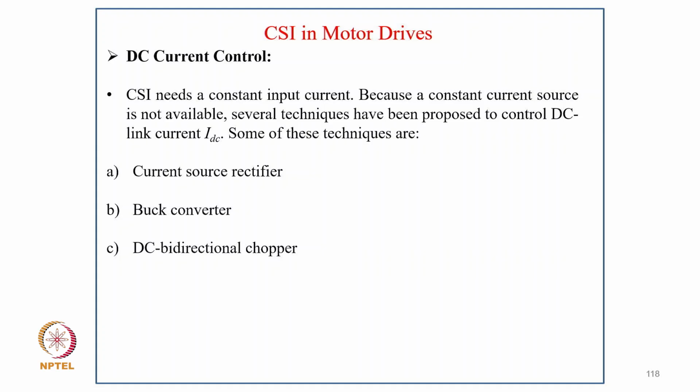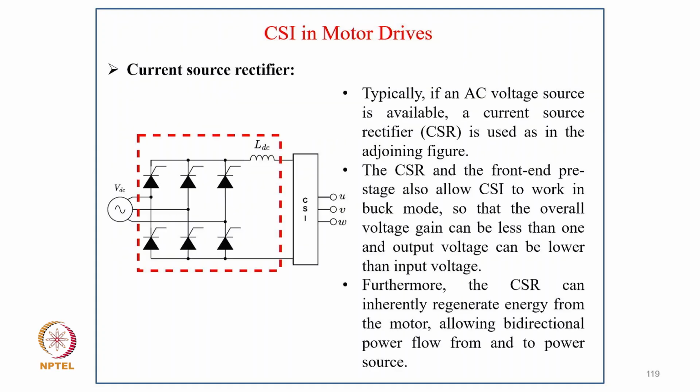Now coming to DC current control, the CSI needs a constant input current. Because a constant current source is not available, several techniques have been proposed for the DC link current, and some of these are current source rectifier, buck converter, and DC bidirectional chopper. This is the typical current source rectifier. To drive the current source, a thyristor converter with a series inductor is fed from the three-phase or single-phase supply to act as a current source. So typically an AC voltage source is available and a current source rectifier is used.